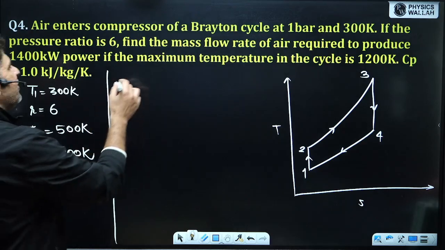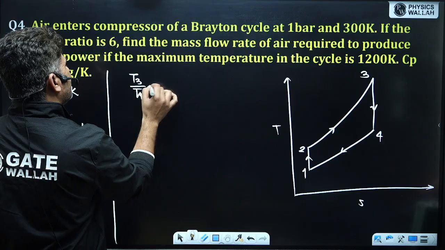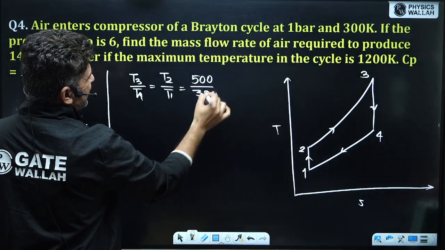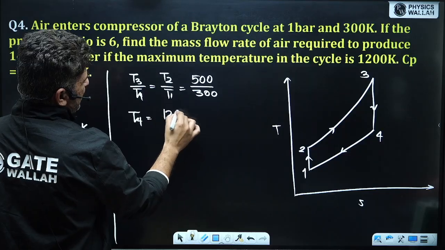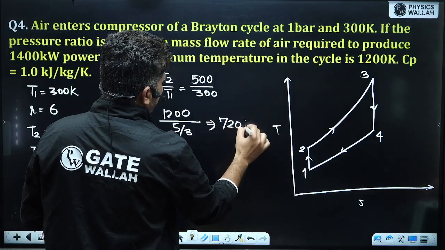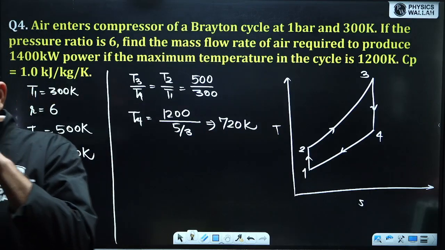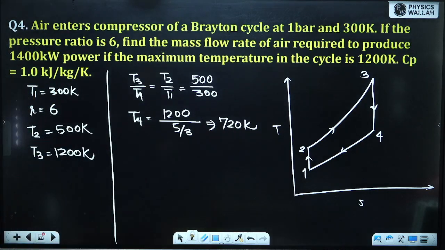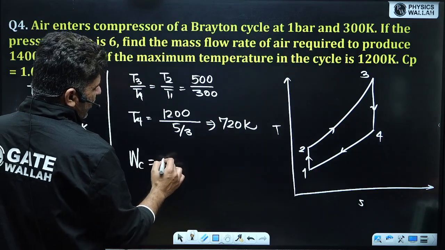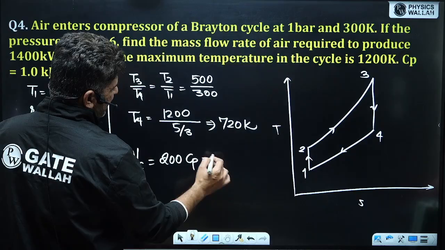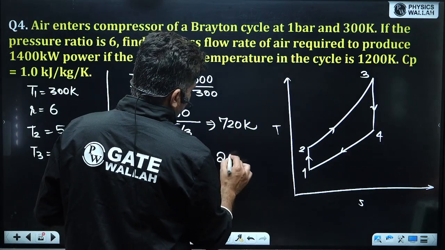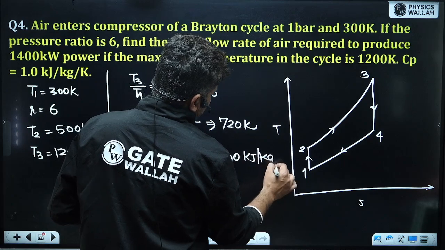T4 can be calculated from the relation T3 by T4 is equal to T2 by T1, which is 500 divided by 300. So T4 is 1200 divided by 5 by 3, which will come out to be 720 Kelvin. So you can calculate the work of compressor and work of turbine. Work of compressor, we have already seen, is 200 CP, and CP is given as 1.0 kilojoule per kg K. So the work will be 200 kilojoule per kg.